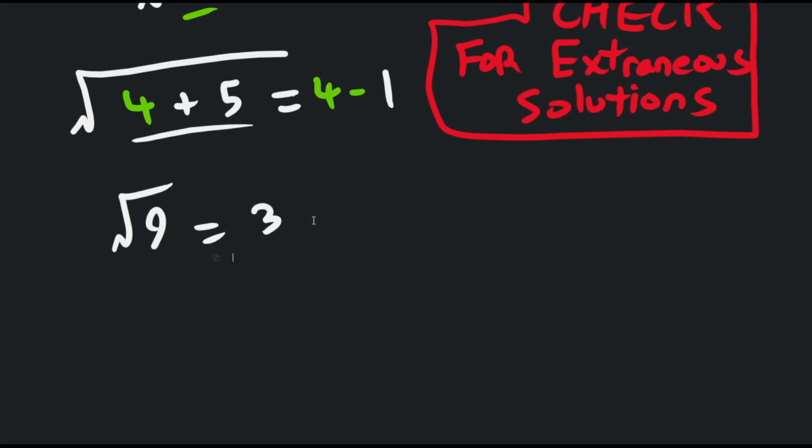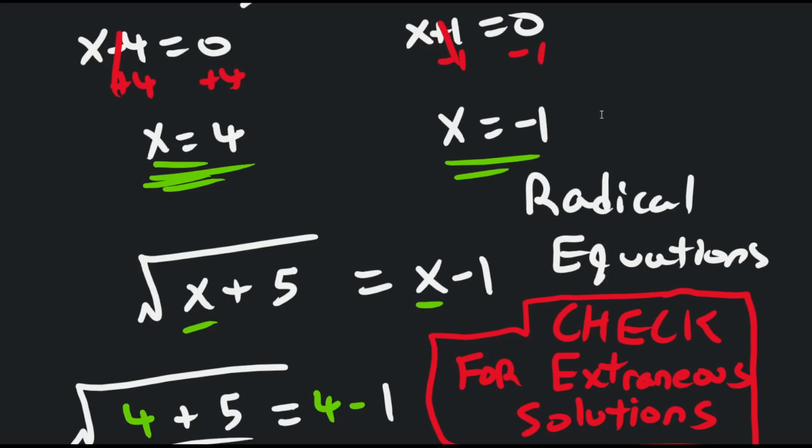And then evaluate the left side. What's radical 9? That is 3. So 3 equals 3. So that actually works. That's correct. Therefore, x equals 4 is a solution. X equals 4 has passed the test. It's not an extraneous solution. But now let's check x equals -1.